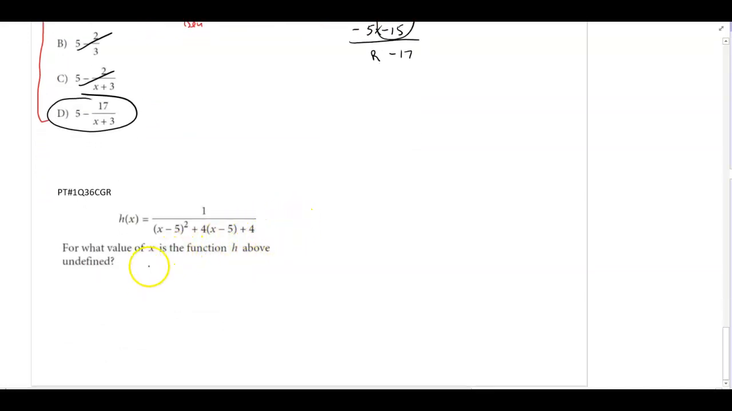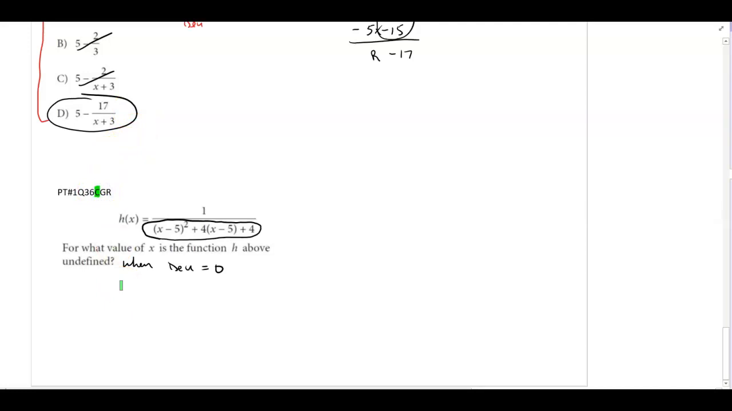For which of the following x is the function h above undefined? Remember, it's undefined when the denominator equals 0. So what we have to do is find the value of x that makes this denominator equal 0. Now, this is a calculator problem, and I'm going to tell you 2 ways to approach this, okay? It's very important to pay attention here.